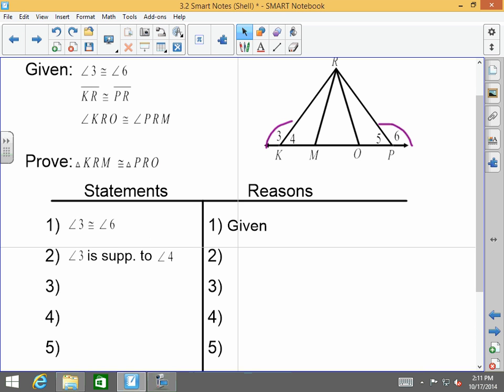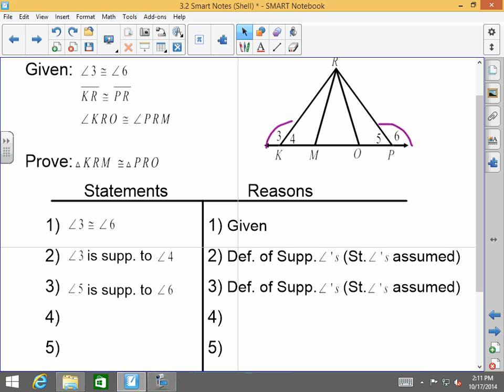No, not yet. You can't do that yet, guys. This is definition of supplementary angles. Then angle 6 and angle 5 are supplementary. Definition of supplementary angles. Now, what can you tell me about angle 4 and 5, my brothers? Yes, now I can say angle 4 is congruent to angle 5 because supplements of congruent angles are congruent.